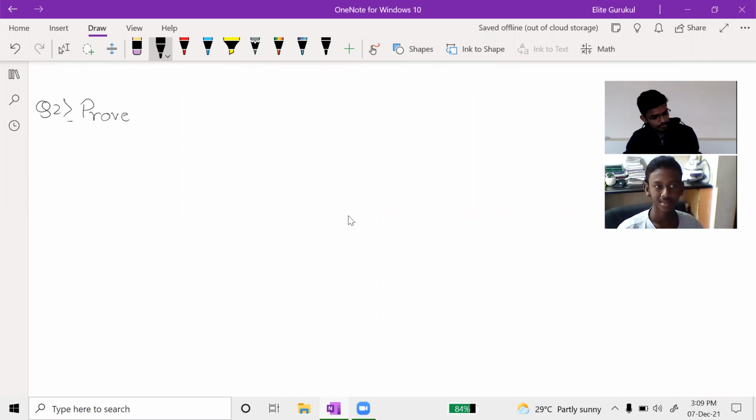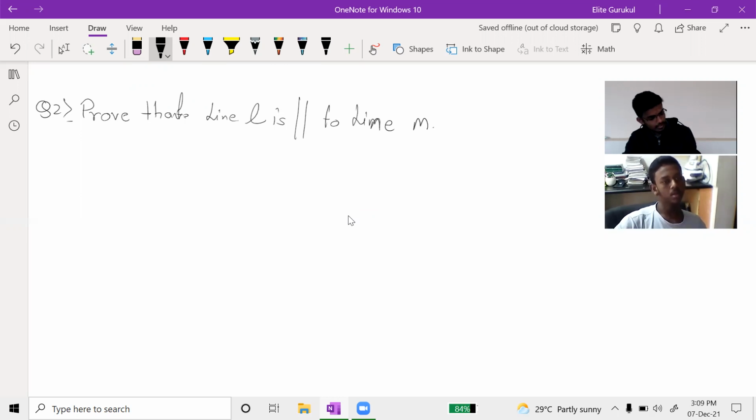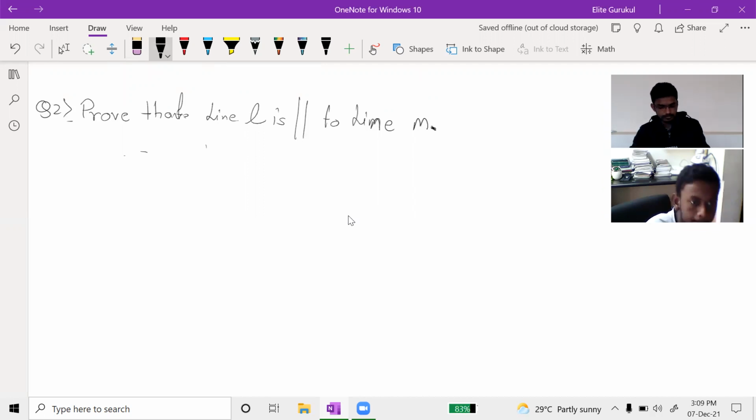Prove that line L is parallel to line M when the given angles are as shown. Listen, till here only.